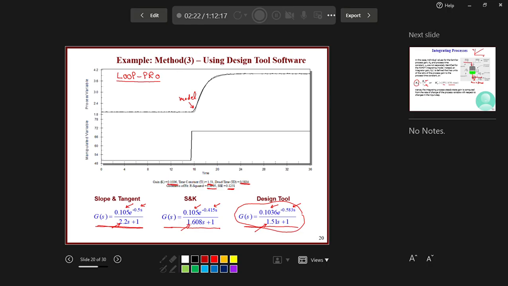using the software. Now, which one is more reliable? Of course, we can easily say that the design tool is the best approach because it uses optimization and mathematical techniques to come up with the values, and they are not related to the human limitations that were used in the slope and tangent method and the SNK. We use our eyes to decide about the slopes and values from the graph. So the final results will not be as reliable as the software results.